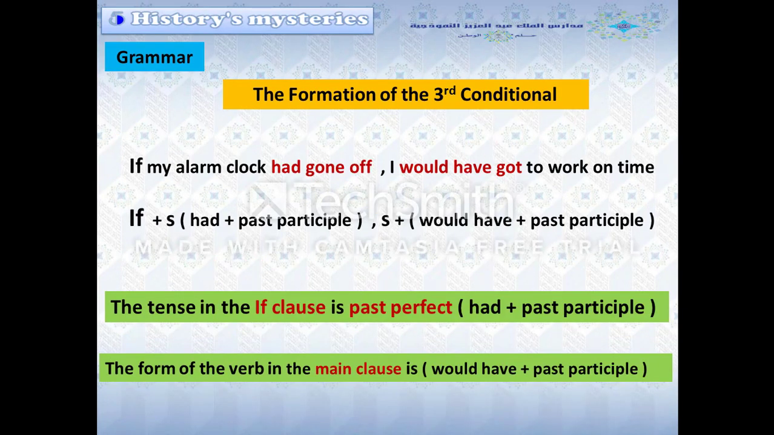The formation of the third conditional. If my alarm clock had gone off, I would have got to work on time. The tense in the if clause is past perfect, had plus past participle. The form of the verb in the main clause is would have plus past participle.